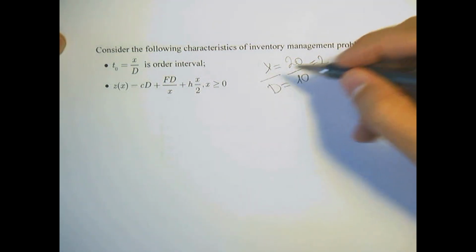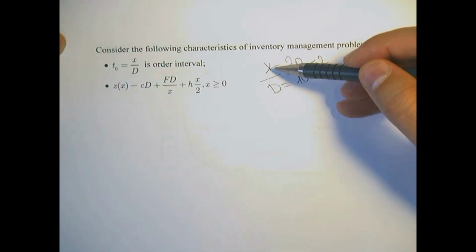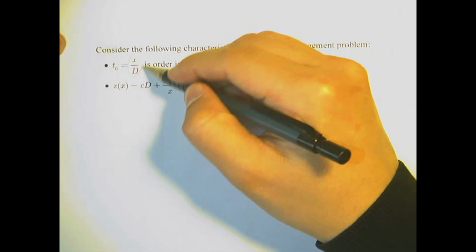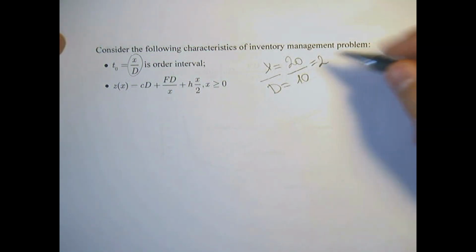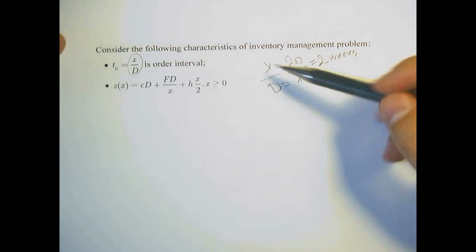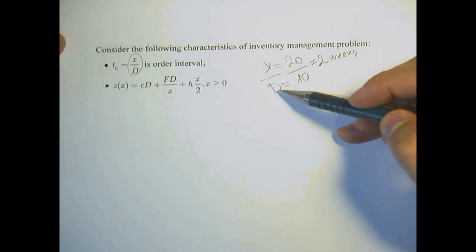And the formula for order interval is x over d. So in this case it is 2 weeks. And order interval can be found as x over d.